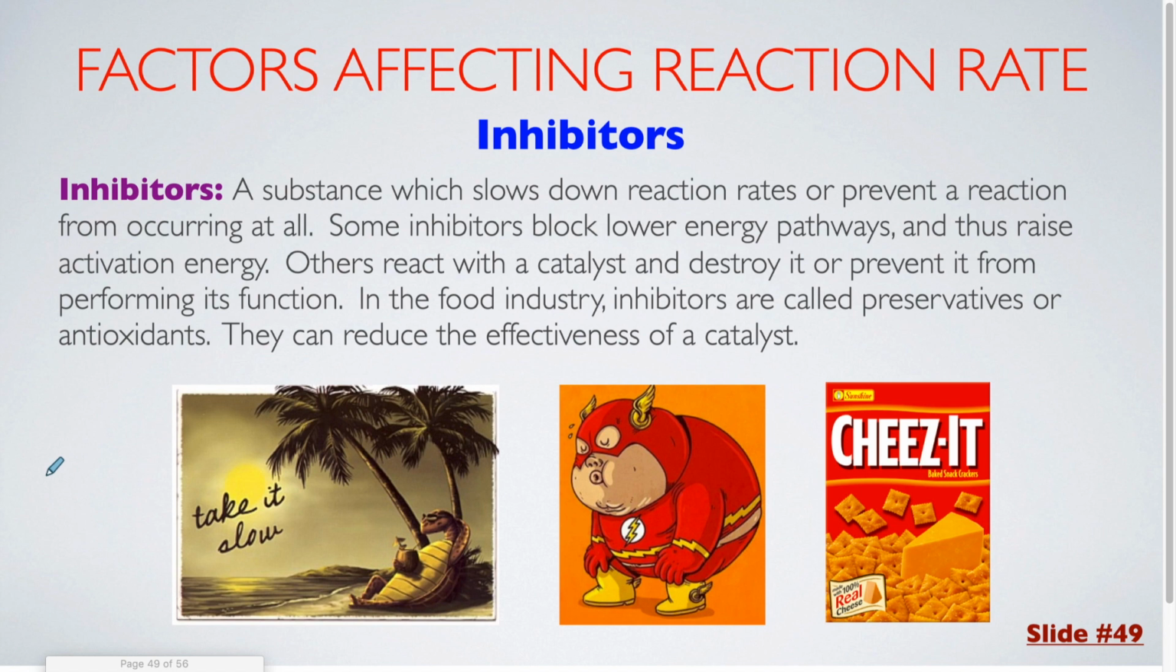An inhibitor is essentially the opposite of a catalyst. It is a substance which slows down reaction rates or prevents a reaction from occurring at all. Some inhibitors block lower energy pathways and thus raise the activation energy. Others react with the catalyst and destroy it or prevent it from performing its function. In the food industry, inhibitors are called preservatives or antioxidants. They can reduce the effectiveness of a catalyst.